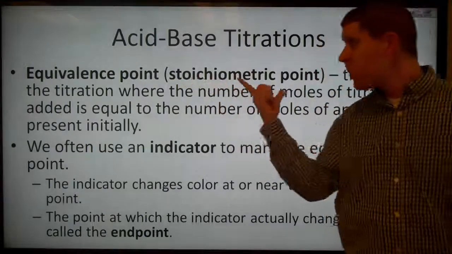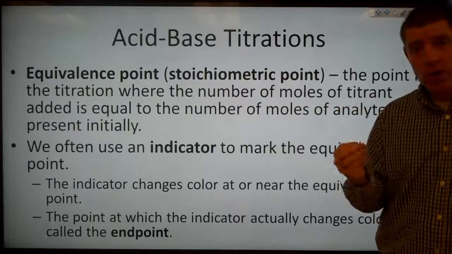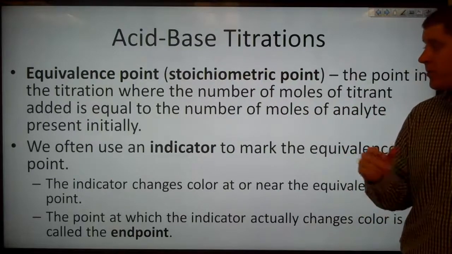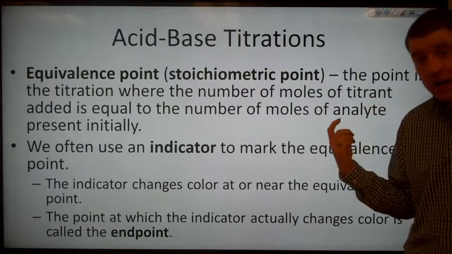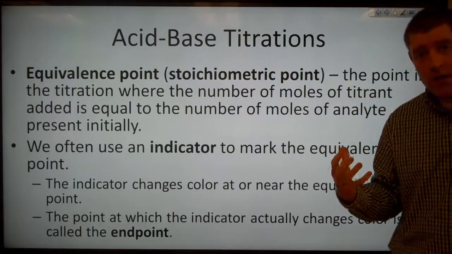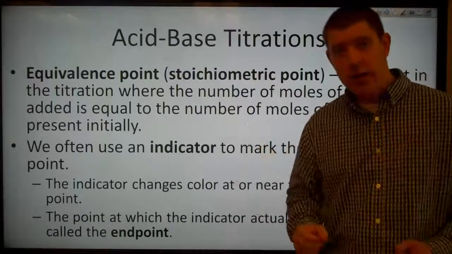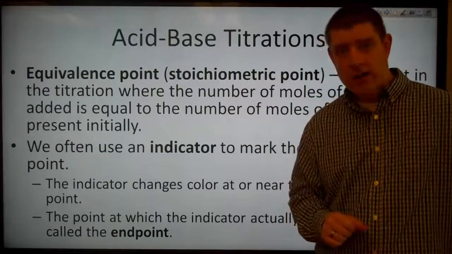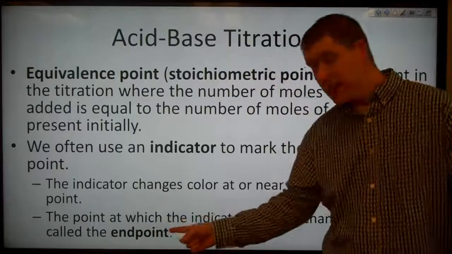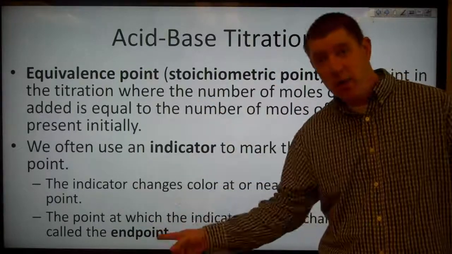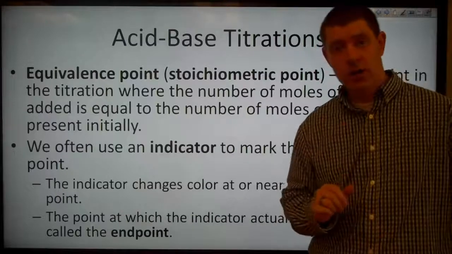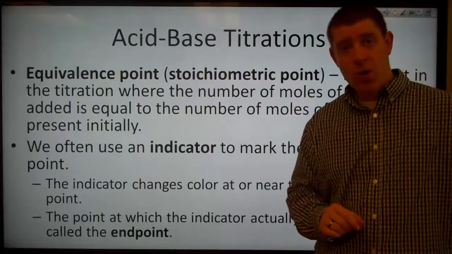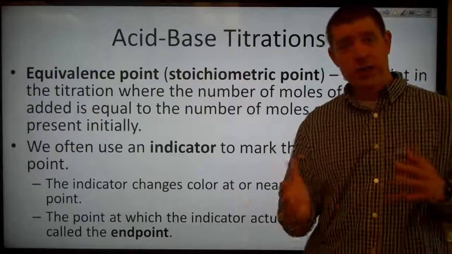The equivalence point is when we have exactly a stoichiometric ratio, a 1-to-1 mole ratio of the titrant and analyte that we had. So we have added exactly the same quantity. With our acid and base, they are exactly neutralized. But the endpoint isn't necessarily at that same point because the endpoint is where the indicator is changing color. Now, the indicator may change color at the equivalence point, or it may change color slightly before or slightly after.